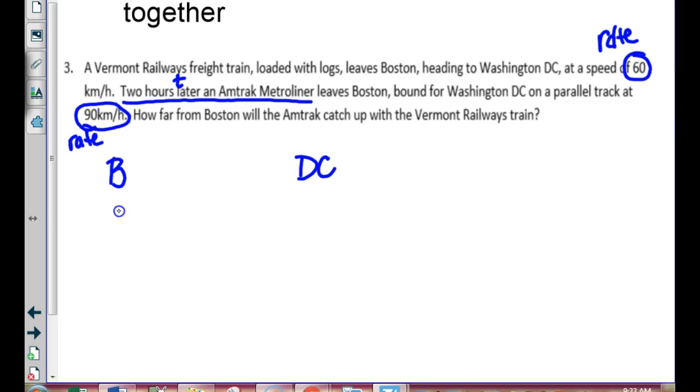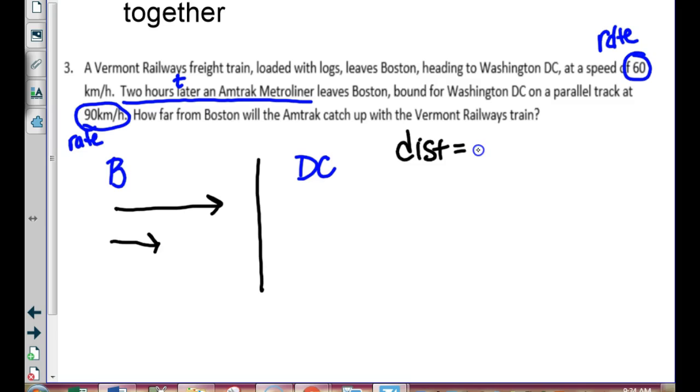All right, so one leaves and then another one leaves, and we want them to catch up with each other at some point. Now the distance is equal to what? How do you find distance, guys? What formula do you use in science for distance? Distance equals? Okay. So what do we know about the first train, its rate?